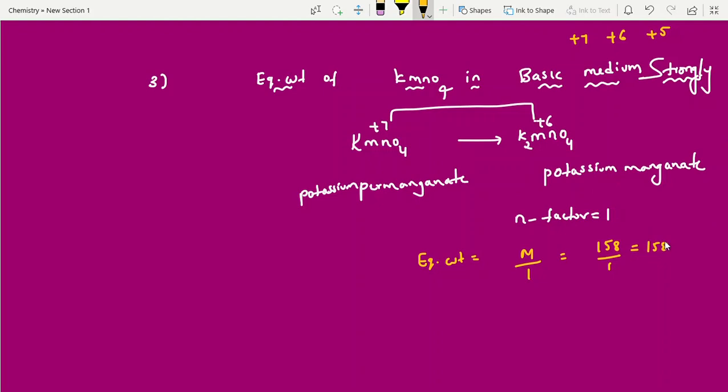This is about KMnO4. Oxidants completed. Now what about reductants? For reductants we can also take one or two. Then move on to the redox reaction, then to the disproportionation reaction.